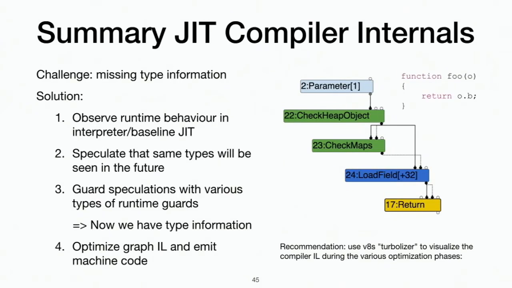So parameter 1, that's O, flows into a CheckHeapObject node. That's making sure it's not a SMI. If it is, then it bails out. Next, it flows into this CheckMaps node. That's making sure it has the expected shape. So remember, shape is called map in V8. And after these two checks, it knows the exact type of the parameter. So it can just load this field from offset 24 in this case, right?